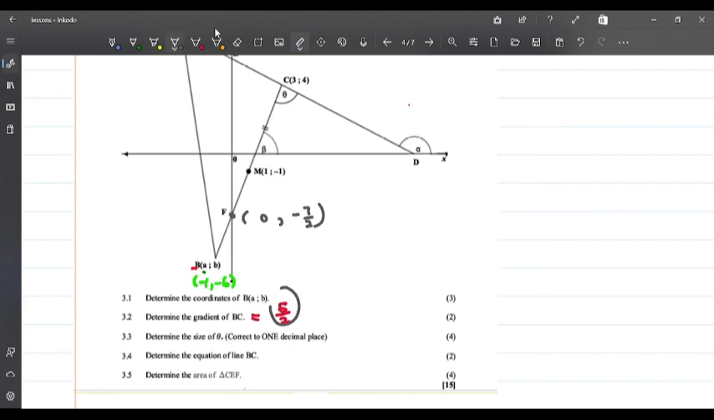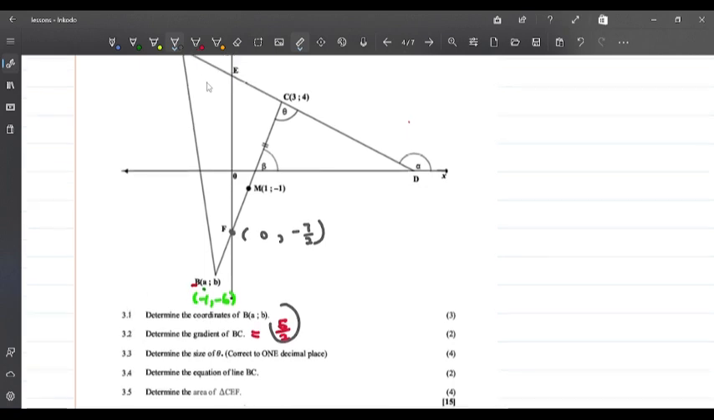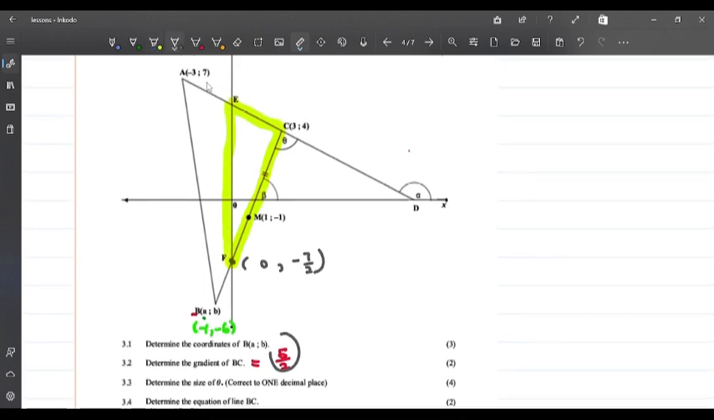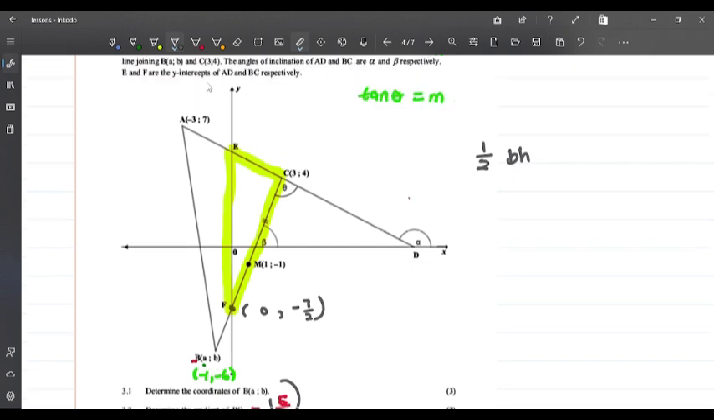Now, we need to determine the area of triangle CEF. So let me highlight that triangle here, triangle CEF. Remember the formula for the area of triangles: 1 over 2 multiplied by base multiplied by height. So what would be my base here? Can I find the coordinates at E?